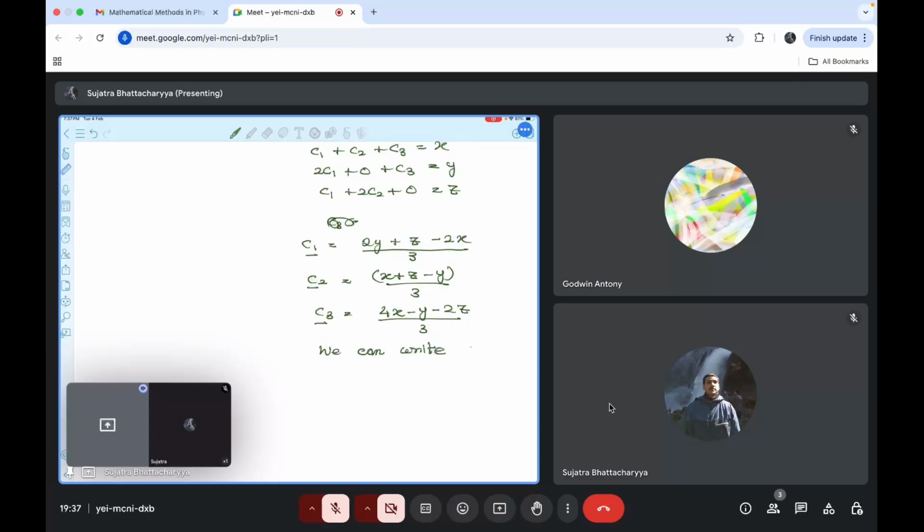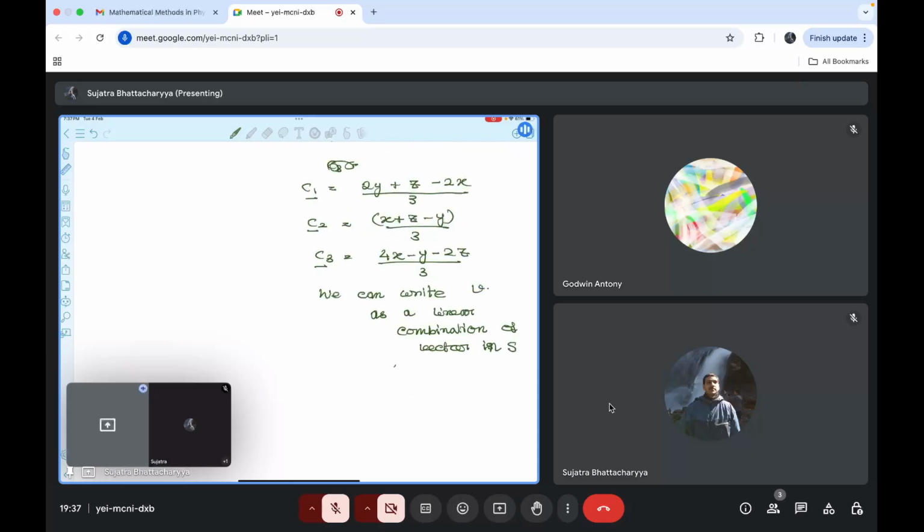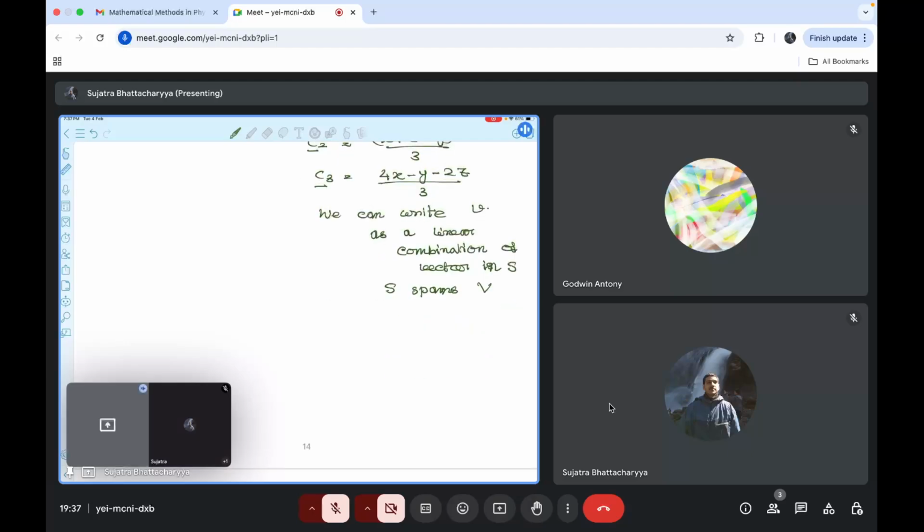So, therefore, we can write the vector V as a linear combination of vectors in S. Therefore, S spans V or R, whatever. So this is how you have to proceed. The next question is whether these vectors form the basis or not. That is the second question.